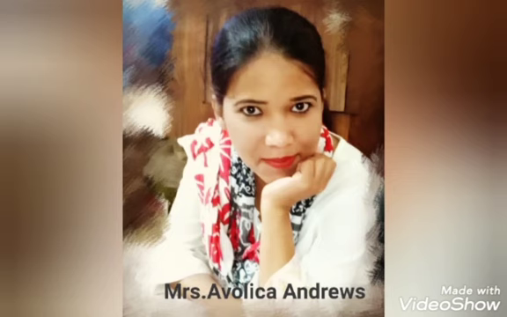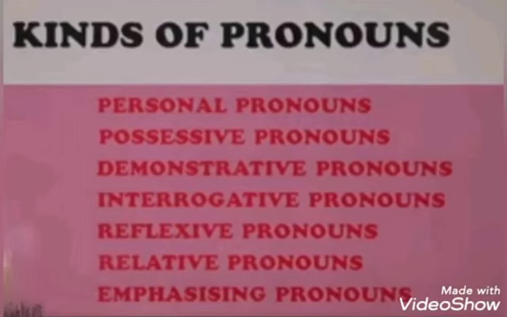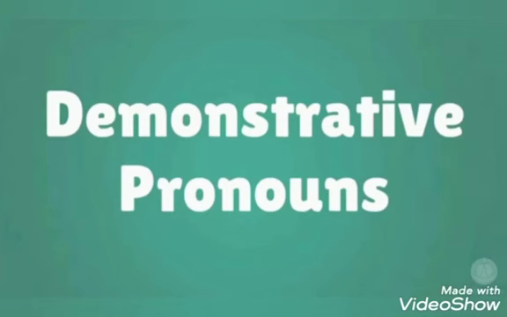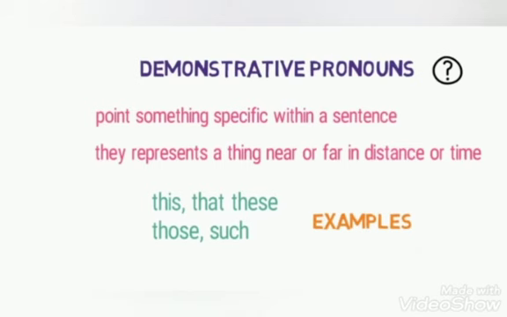Evolika Andrews, and today we are going to discuss a type of pronouns, and that is demonstrative pronouns. What are they? They are used to point out something specific within a sentence. They represent things near or far in distance or time. This, that, these, those, such are the examples of demonstrative pronouns.